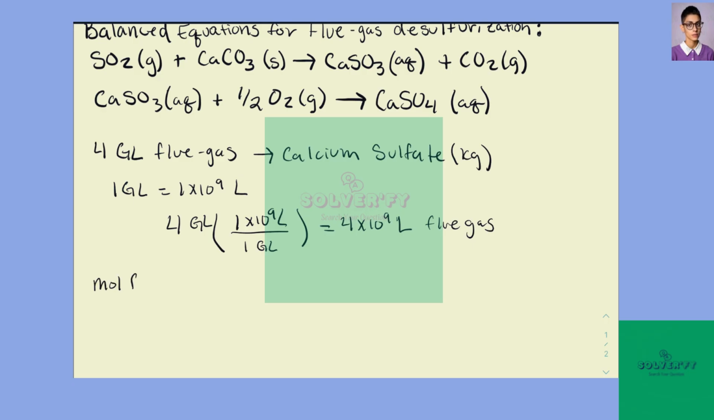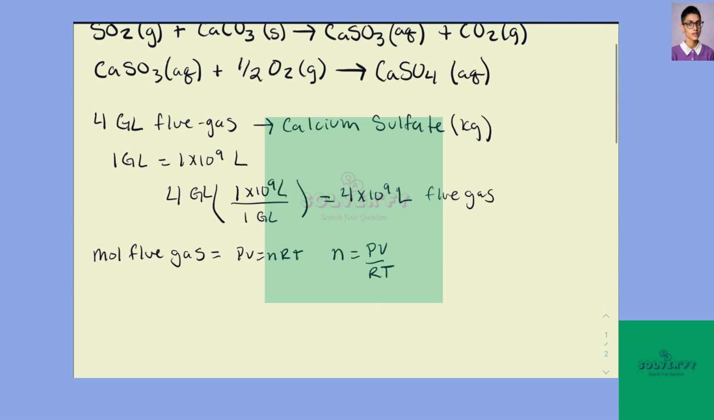So moles of flue gas. For this, we're going to be using PV is equal to nRT. We want to find the moles, so n is equal to PV over RT. And they tell us that our pressure is equal to 1 atmosphere, and that our temperature is equal to 25 degrees Celsius. I'm just going to add 273 Kelvin to this. So our temperature is going to be 298 Kelvin.